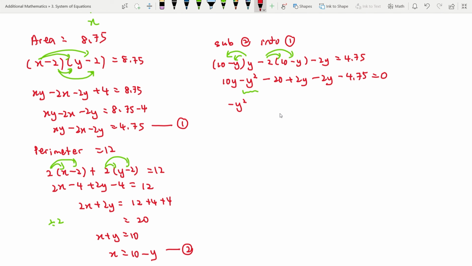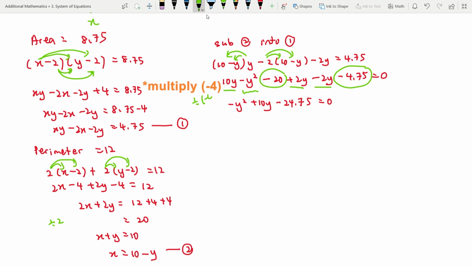We simplify the equation. Minus y squared, 10y plus 2y minus 2y. We have plus 10y minus 20 minus 4.75. We have minus 24.75 is equal to 0. Then we further simplify the equation by dividing negative 4. 4y squared minus 40y plus 99 is equal to 0.